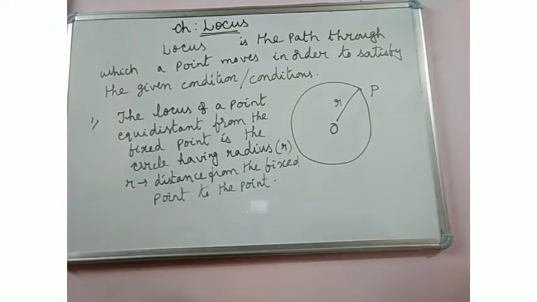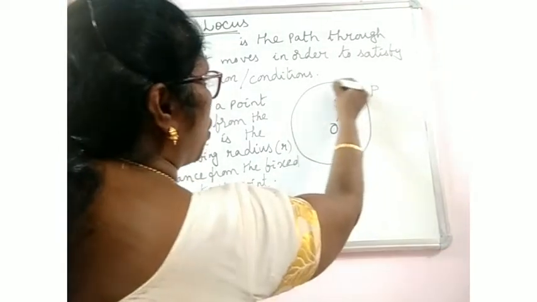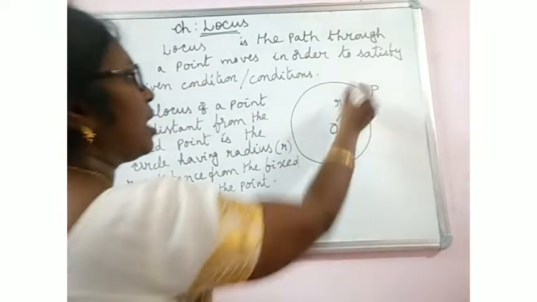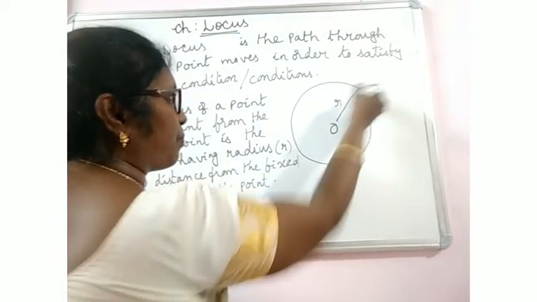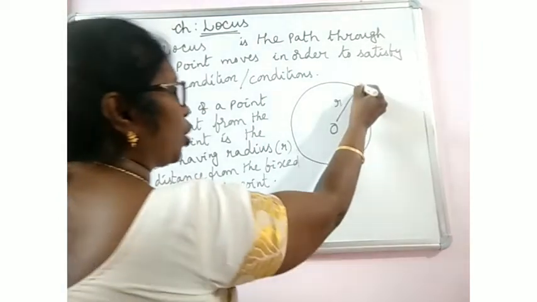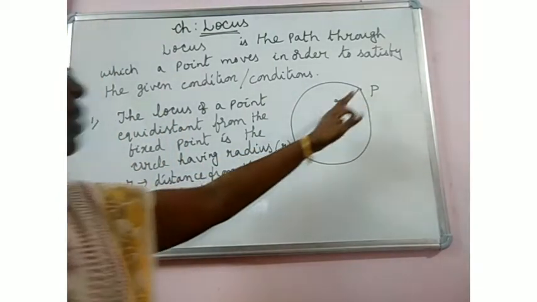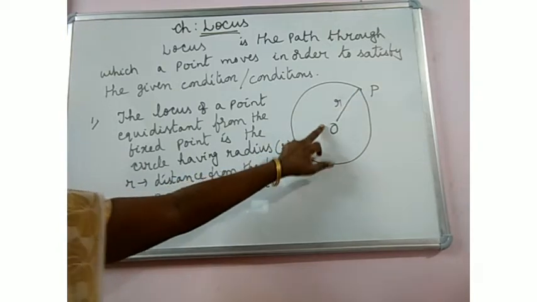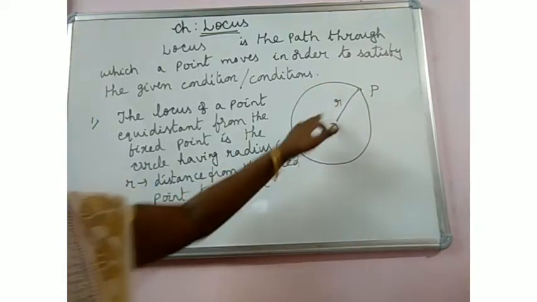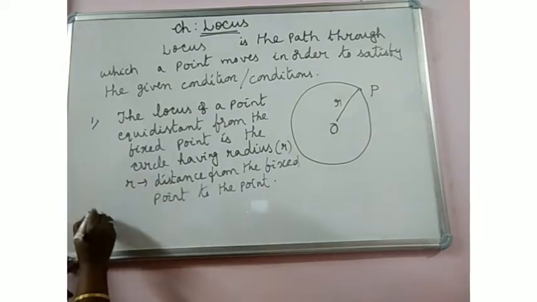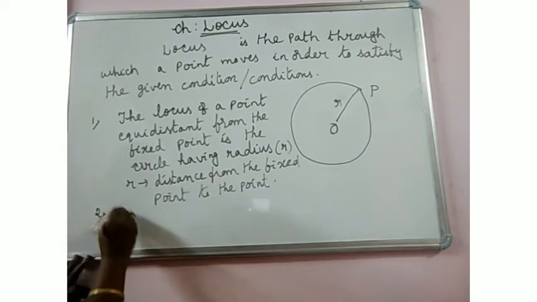I hope this is clear to you. When this point P moves through this line, the circumference of the circle, every time the distance from P to O is the same. O to P is the same. So the locus of a point P which is equidistant from O is the circle with radius OP. Okay? Let me explain one more example.